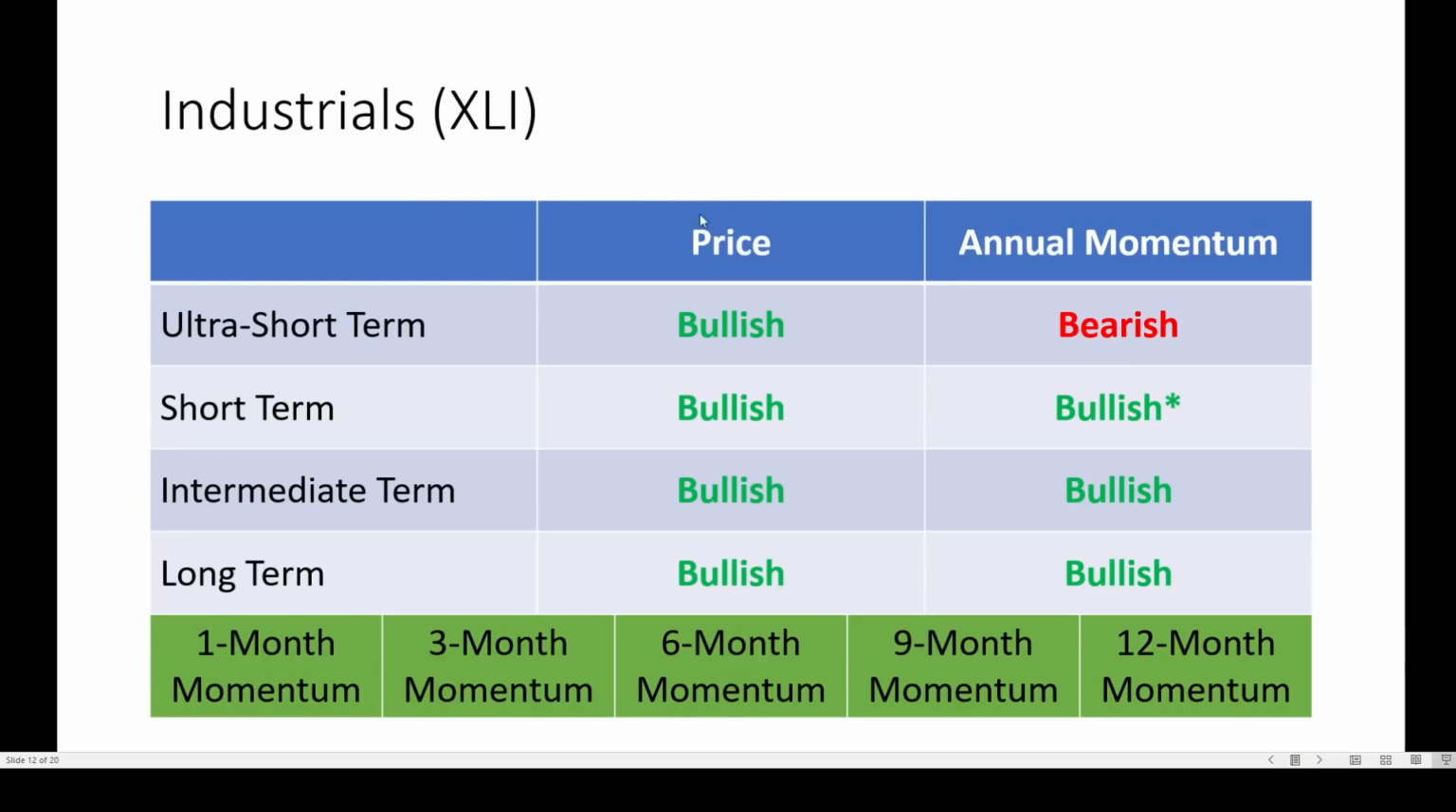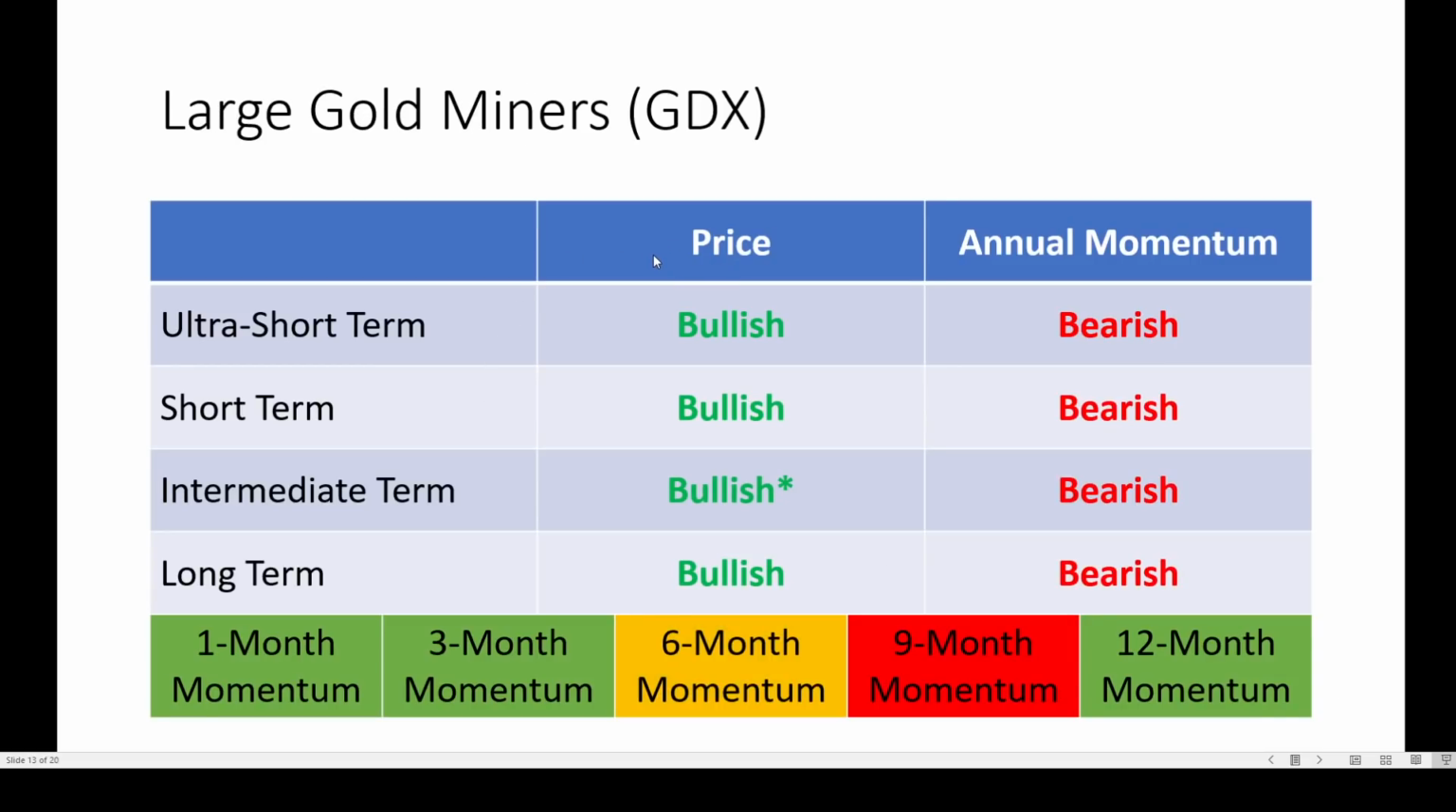Industrial stocks, we already looked at the SPY and QQQ. Similar picture here. Momentum is clear across the board. Let's go on to gold miners. Now, gold miners is kind of interesting because price has gone bullish across the board. Momentum has not shifted at all.